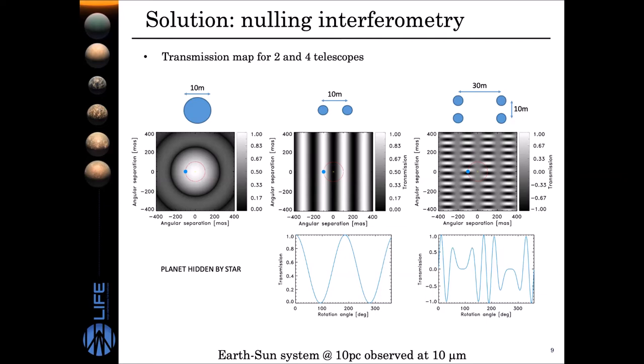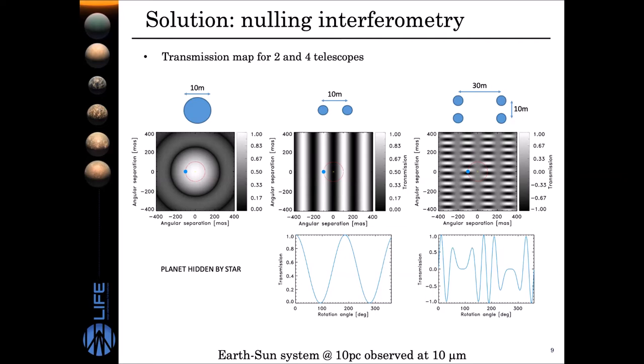If you observe the same system, in this case the Sun system at 10 parsecs with a 10 meter class telescope, this is what you would get on the left plot. You can see the PSF of the central star and the position of the planet. The planet will be hidden by the PSF of the central star, so it will be within the diffraction limit of this 10 meter class telescope.